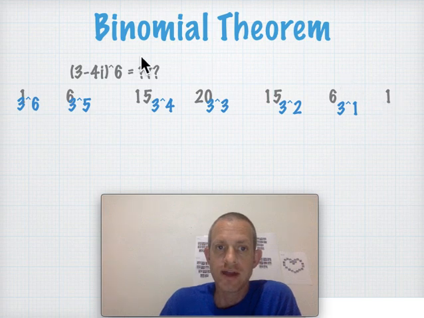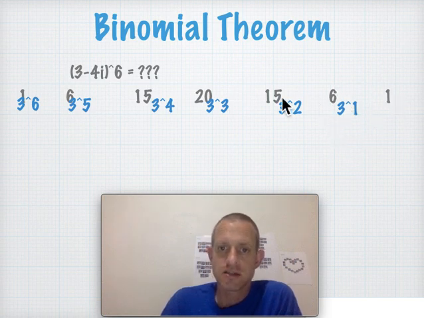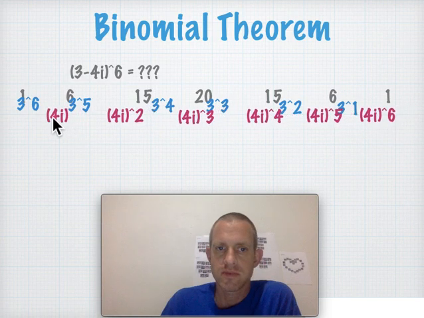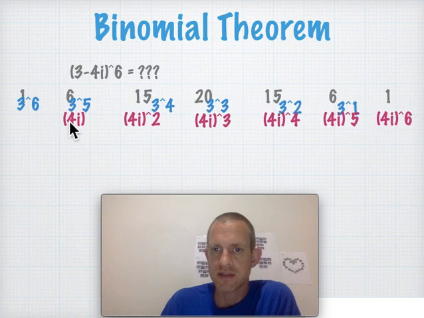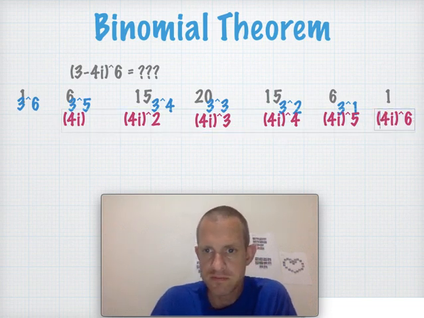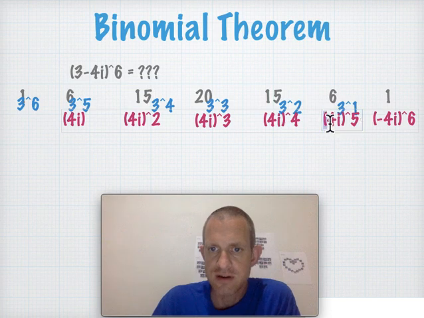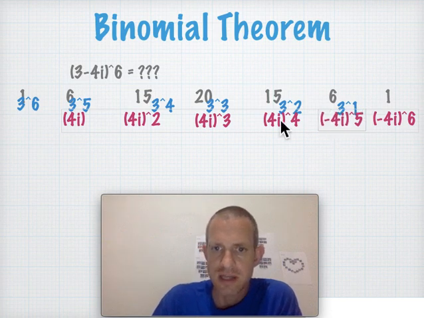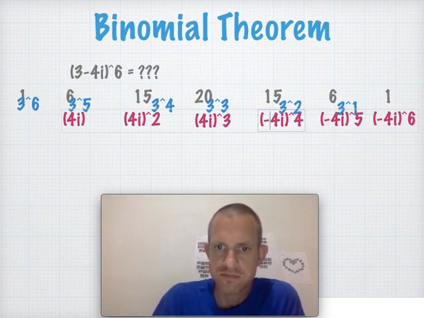Then you follow that up with minus 4i raised to various powers. So this is going to have minus 4i to the 6th. This will have minus 4i to the 5th, and to the 4th, and to the 3rd, and so forth. And so that will look like this. Now, I forgot the negatives, so let me include a negative here, and a negative here, and a negative here, and so on.